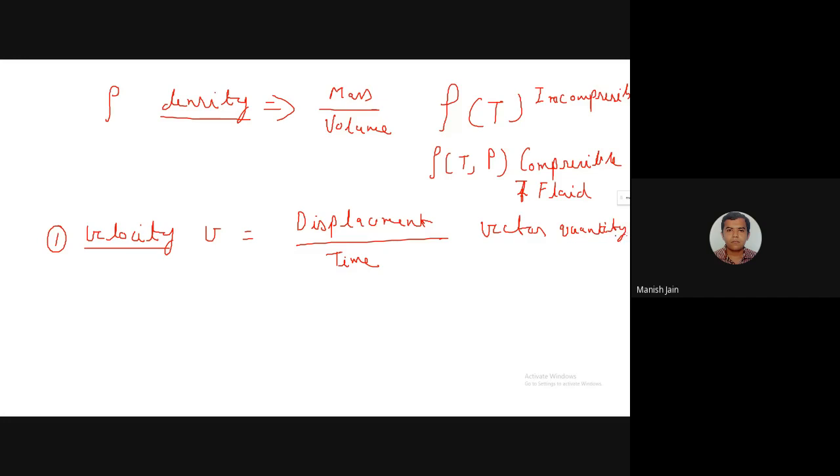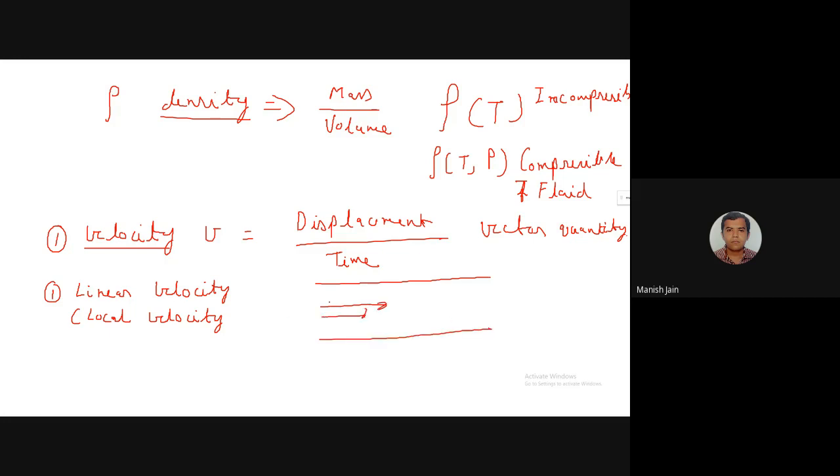Now in fluid mechanics, you have different types of velocities. First is the linear velocity. It is also called the local velocity. Suppose you have a pipeline and fluid is flowing inside the pipeline. What will happen? Because here you have the solid surface, in the solid surface you have a friction.